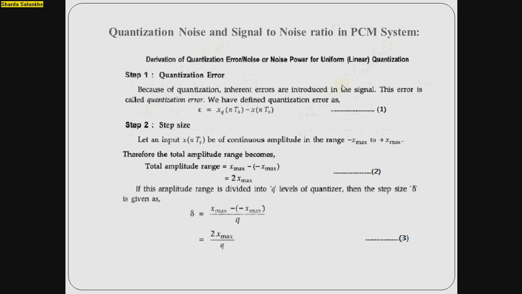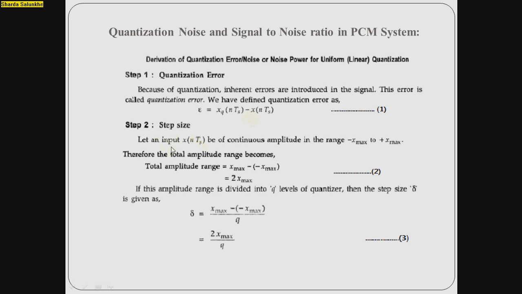Next is the quantization noise and the signal to noise ratio in the PCM system. The quantization error is an inherent error introduced in the signal. We can define the error epsilon as equal to the quantized signal, xq of nTs, minus the sampled signal, x of nTs. We can define the quantization error as the difference between the quantized levels and the sampled signals.